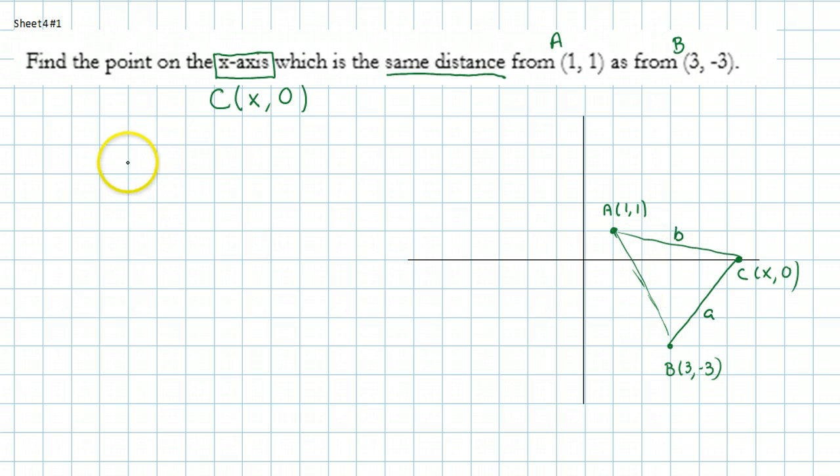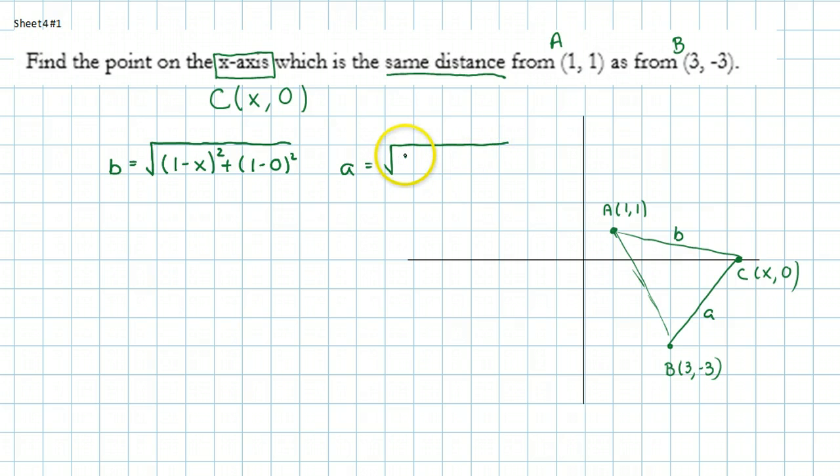So what we know is that B is equal to the square root of (1 minus x) squared plus (1 minus 0) squared. Okay, and we know that A is equal to the square root of (3 minus x) squared plus (-3 minus 0) squared.